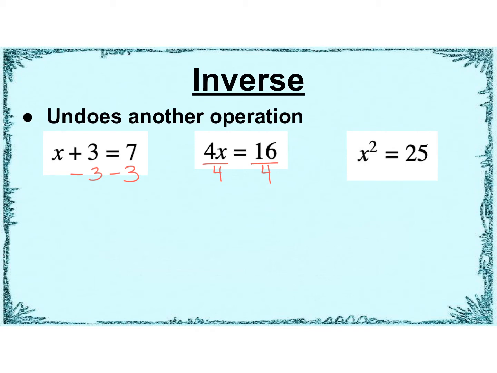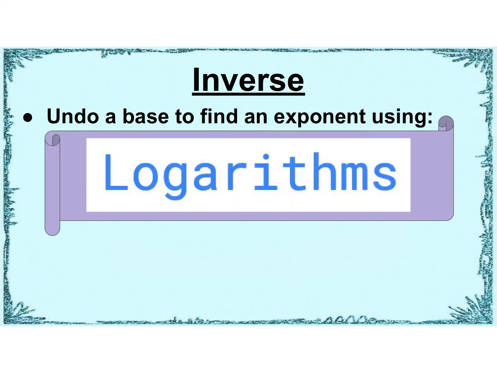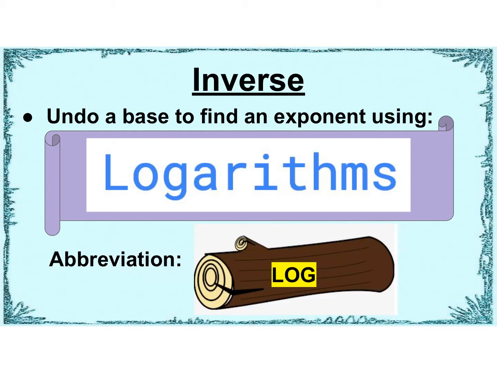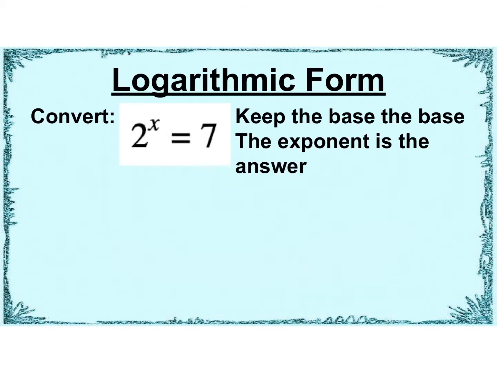And here I have x squared equals 25. So if I want to undo something squared, I take the square root, and the square root and a quadratic are inverses of each other. So in order to undo a base, to find an exponent, we're going to use logarithms. And this is abbreviated as log.